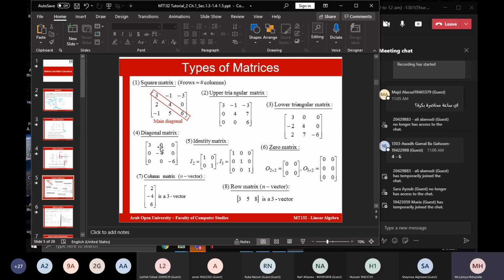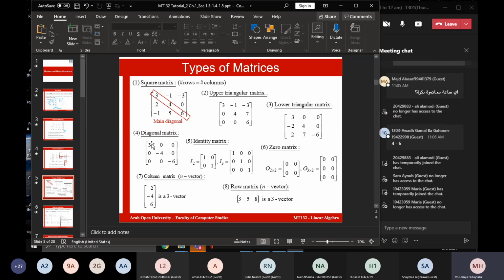Now what is a diagonal matrix? In a diagonal matrix, all the numbers above and below the diagonal are zeros, so there are elements only on the diagonal. Could some of them equal zero? Yes, some of them could be zero, even all of them. But for a diagonal matrix, all the elements above and below the diagonal must be equal to zero.